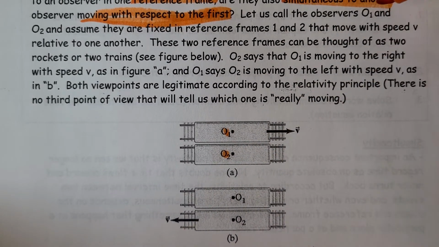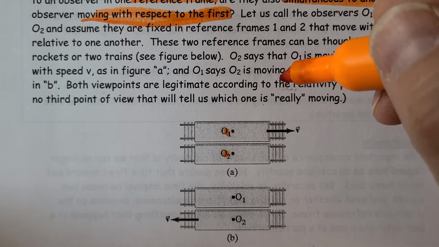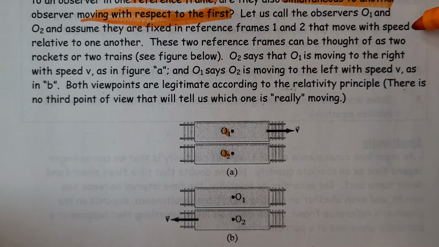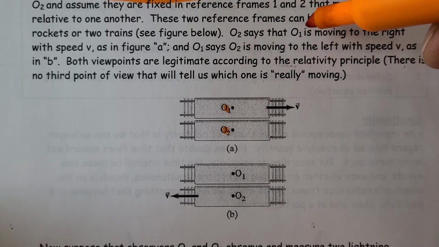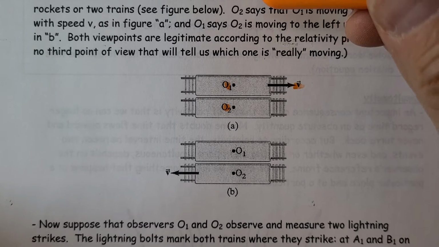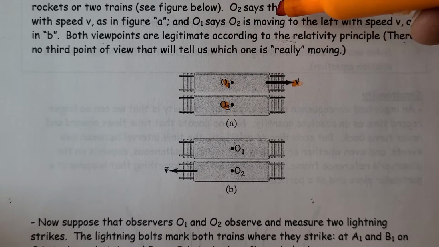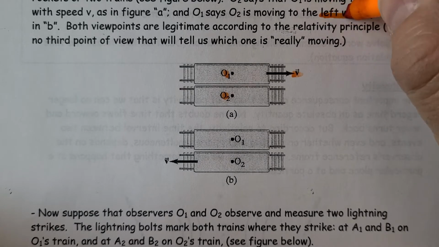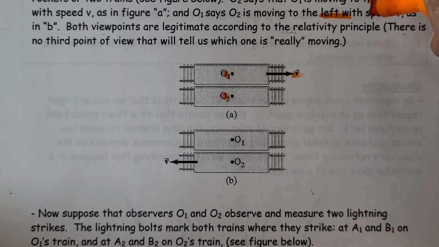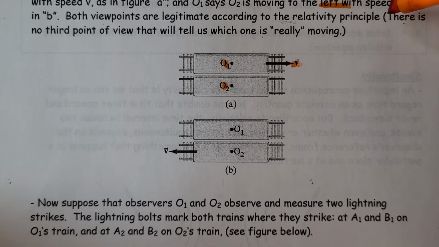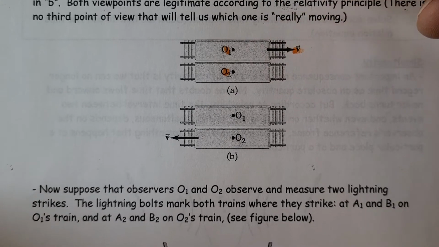Okay, so this is the scenario that we have. And of course, this is a bird's eye view looking down at two train cars. So they're moving at the speed of v relative to each other. These two reference frames can be thought of as two rockets or two trains. O2 says that O1 is moving to the right with the speed v in figure A, and O1 would say, oh, O2, you're the one that's moving. You're moving to the viewer's left, or my right, and you're moving with v. And both views would be legitimate according to the relativity principle. There's no third point of view to tell us which one is really moving.